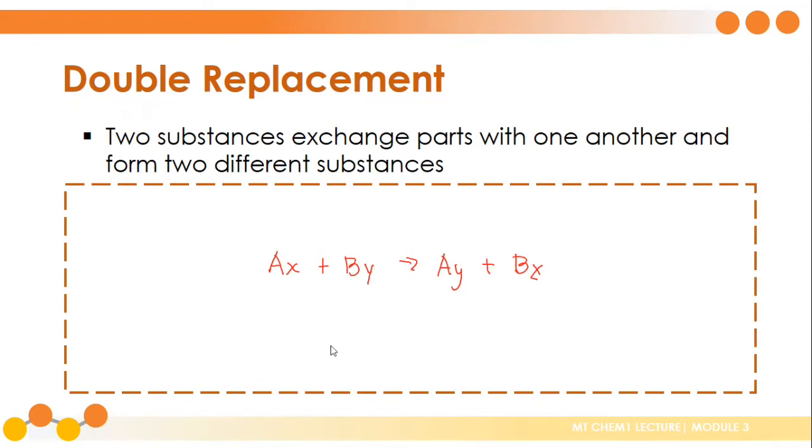We have to remember in double replacement that the product is either a precipitate, a gas, or a liquid. So there should always be a precipitate or a solid particle in this one. Let's take a look at our examples.